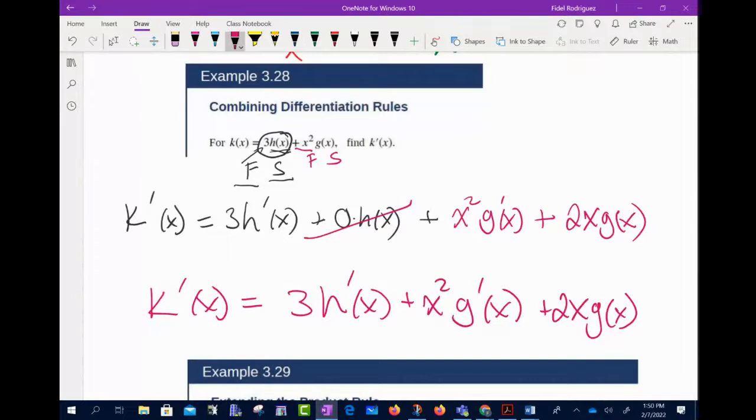The whole point of this problem is just to show me that I don't have to have specific values. I can still apply those principles even when I have a general function h of x and we haven't defined it yet. Or we have a general function g of x and we haven't defined it yet. I can still apply those product rules or those different rules to it. Okay?